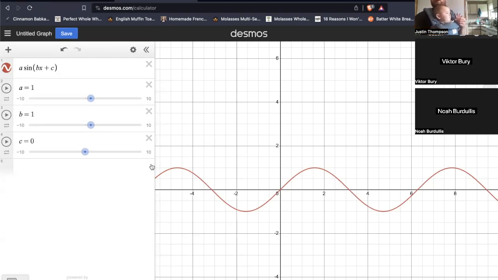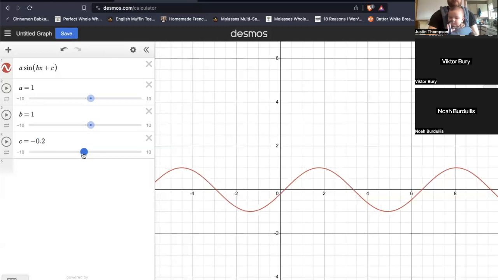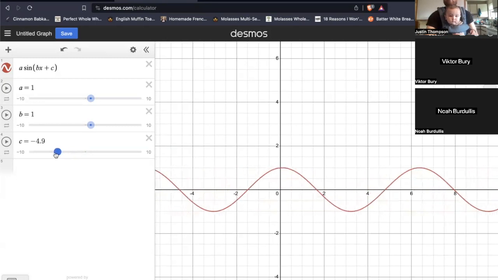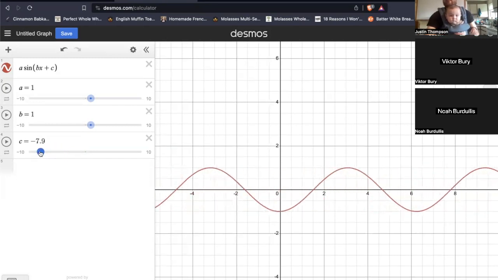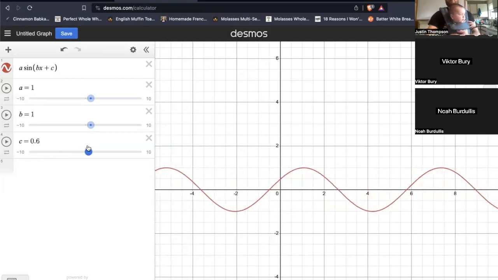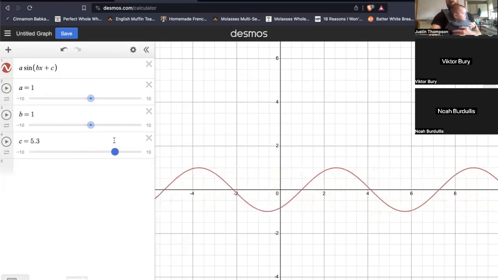Now let's think about it. Try to predict what's going to happen if I slide the C slider to the left. That is, we're going to make C a negative number. So we're going to be adding a negative number to this. What's going to happen? Let's do it. As you can see, the more we shift it, the more it moves to the right. It does the opposite of what we expect, right? Just like we talked about before. And if we move it to the right through positive numbers, it shifts to the left.